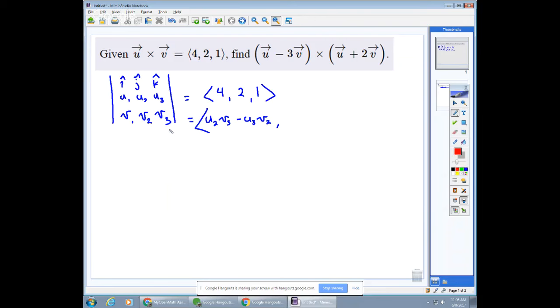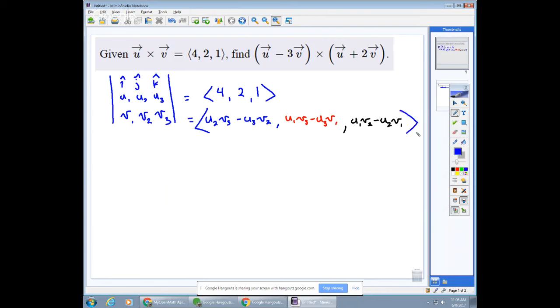And let's pick a different color. The 2 comes from the outer 2 columns. So that'd be U1 V3 minus U3 V1. And the 1 comes from the first 2 columns. So that would be our U1 V2 minus U2 V1.